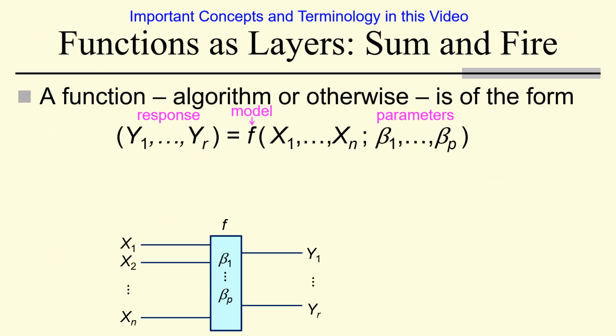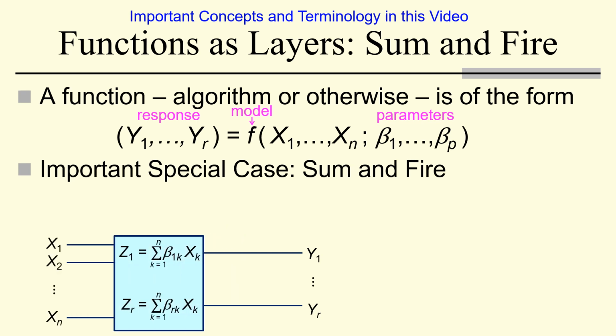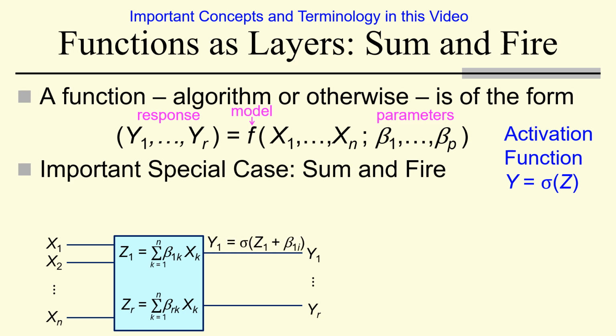So let's look at a very important special case known as sum and fire layers. Here we find internal variables z1 to zr, which are sums of products of the parameters times the input variables. They're actually inner products. We then define an activation function y equals sigma of z, and we apply that to each of these internal variables, along with an intercept or bias.